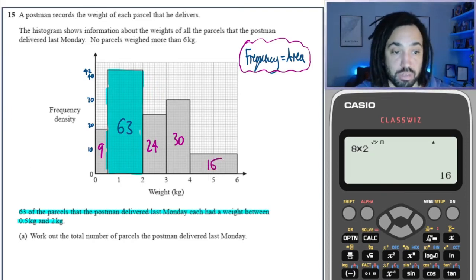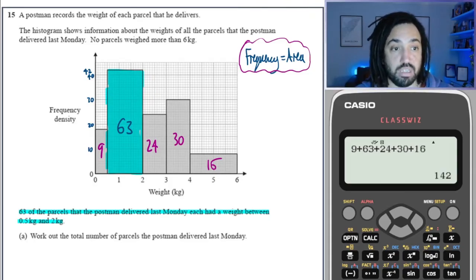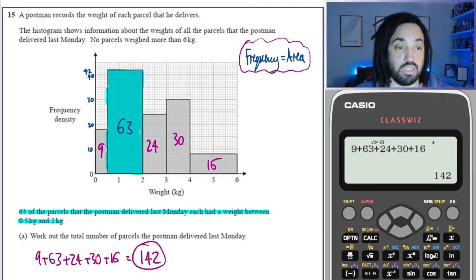So the total amount will be all of these added together, so we'll do 9 plus 63 plus 24 plus 30 plus 16. And of course in the exam I would absolutely write down that calculation, which would look like this, and then the final answer is 142.